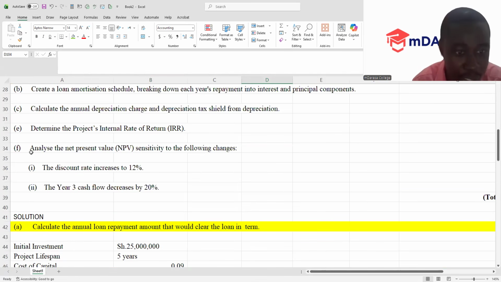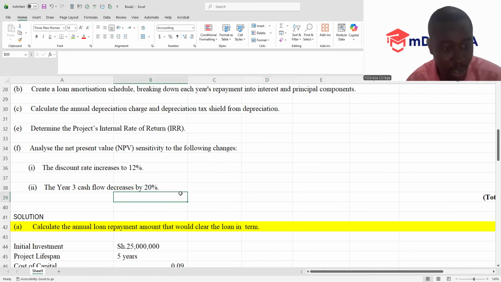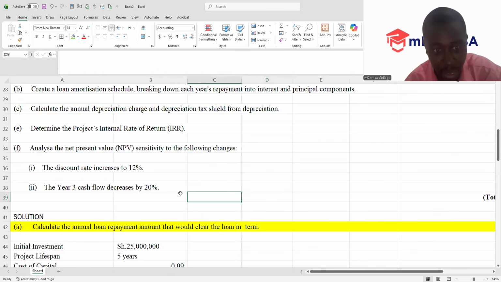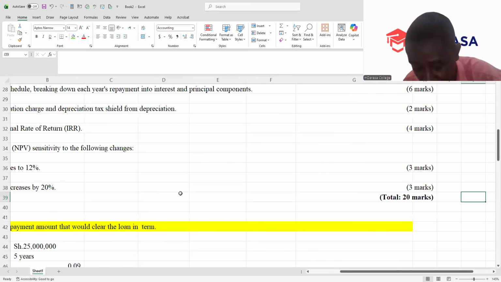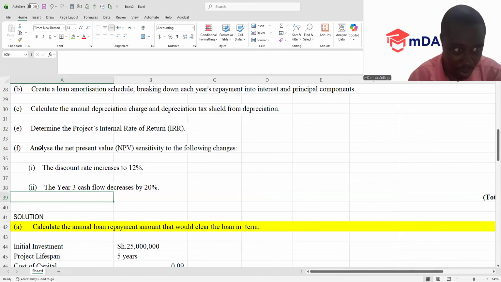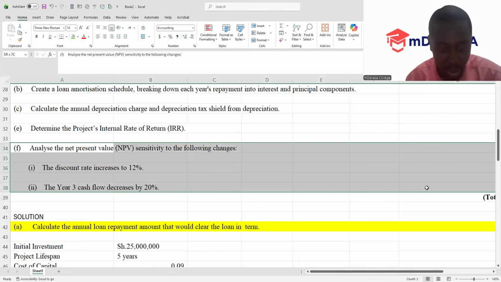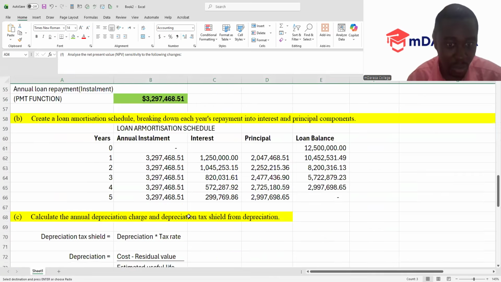Analyze the net present value, NPV, sensitivity to the following changes. The discount rate increased to 12%, whereas the year 3 cash flows decreased by 20%. And this is what you're given. Again, we copy this question. We have it down here.